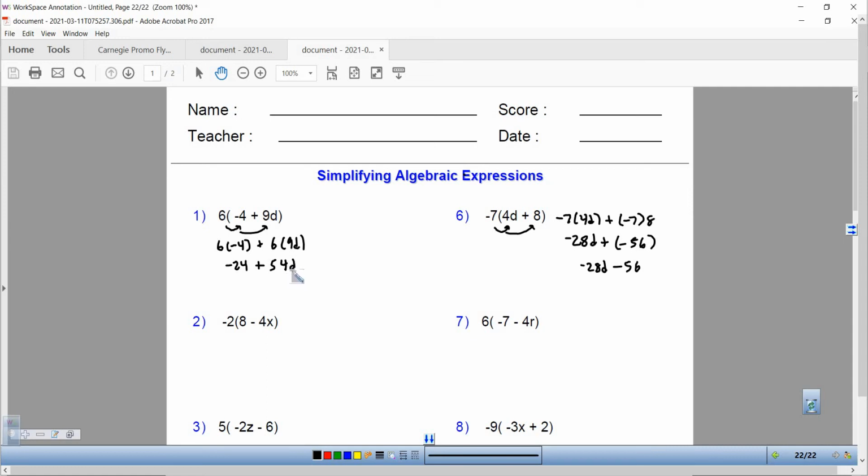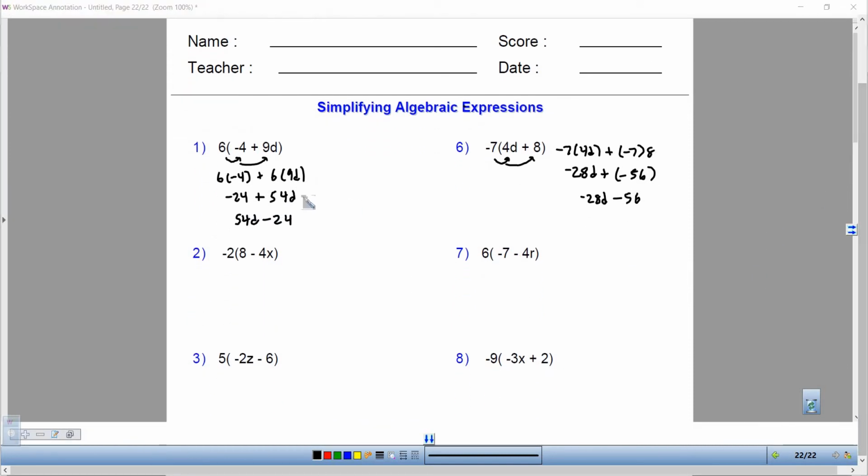I got to let you know, usually we like to write the variable term at the beginning. And then again, instead of adding a negative, we would subtract a positive. For example, if you were doing this on a multiple choice quiz or a worksheet with choices, you would be much more likely to see 54d minus 24 rather than negative 24 plus 54d. But again, that's not incorrect. This is just preferable.